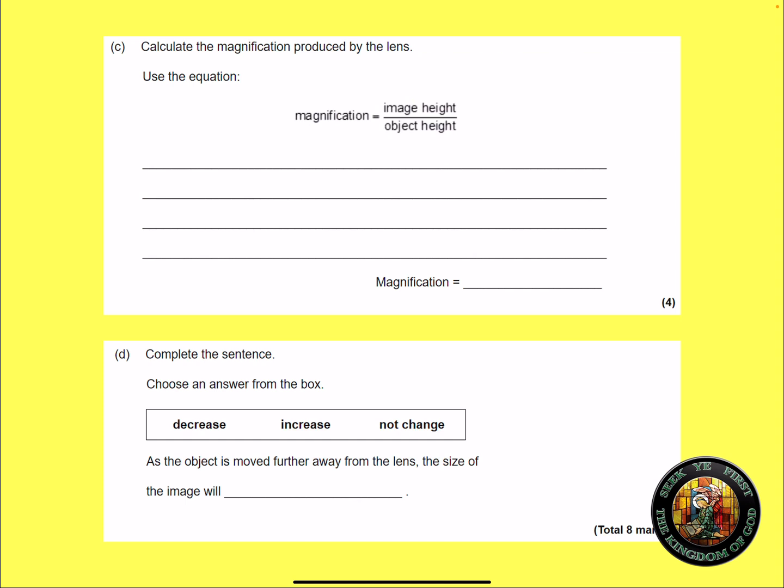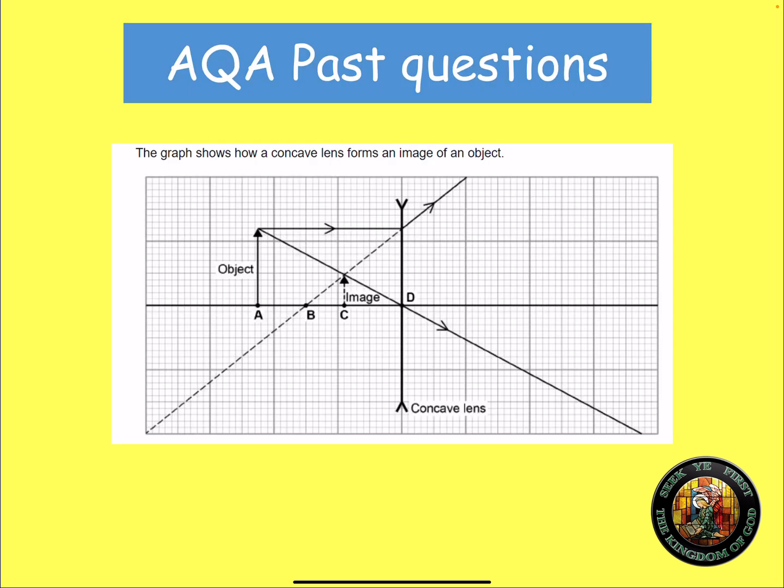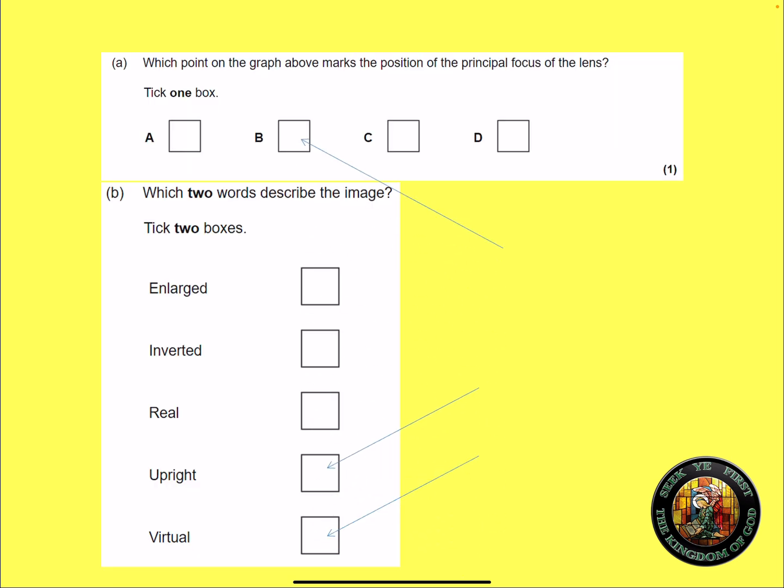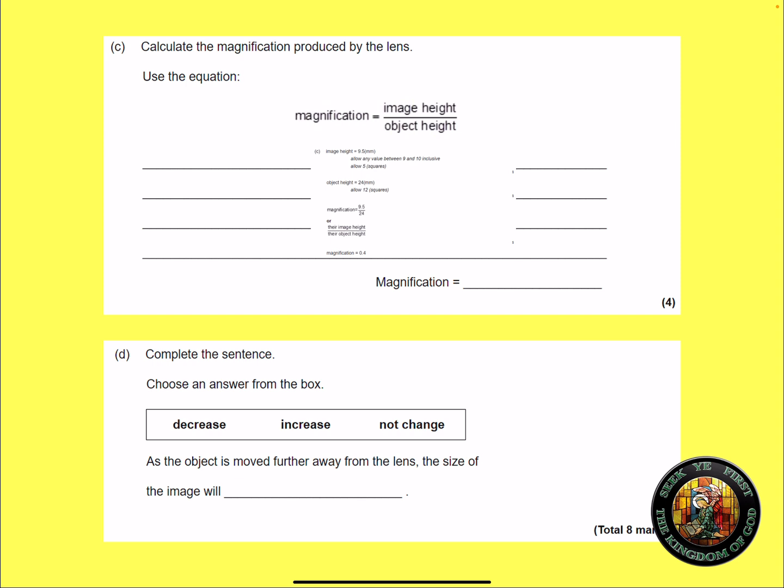Next one, calculate the magnification. Use that equation. You can see the height of the object, the height of the image. You will need a ruler here. And there it is, magnification is 0.4. D, complete the sentence. As the object is moved further away from the lens, the size of the image will decrease.